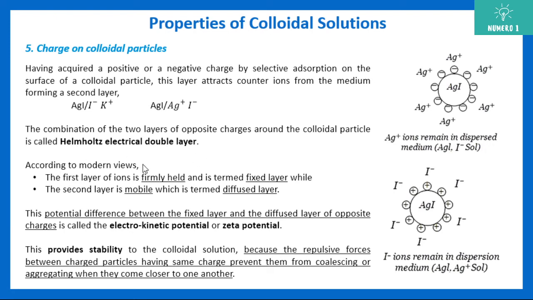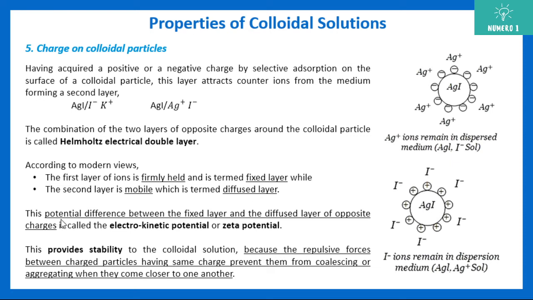Now, according to the modern views, the first layer, in this case I minus, is actually firmly held and also termed as the fixed layer. Whereas the second layer, this one of Ag plus in this case, is actually mobile. Okay, so it is also known as the diffuse layer. So fixed layer and then diffuse layer.